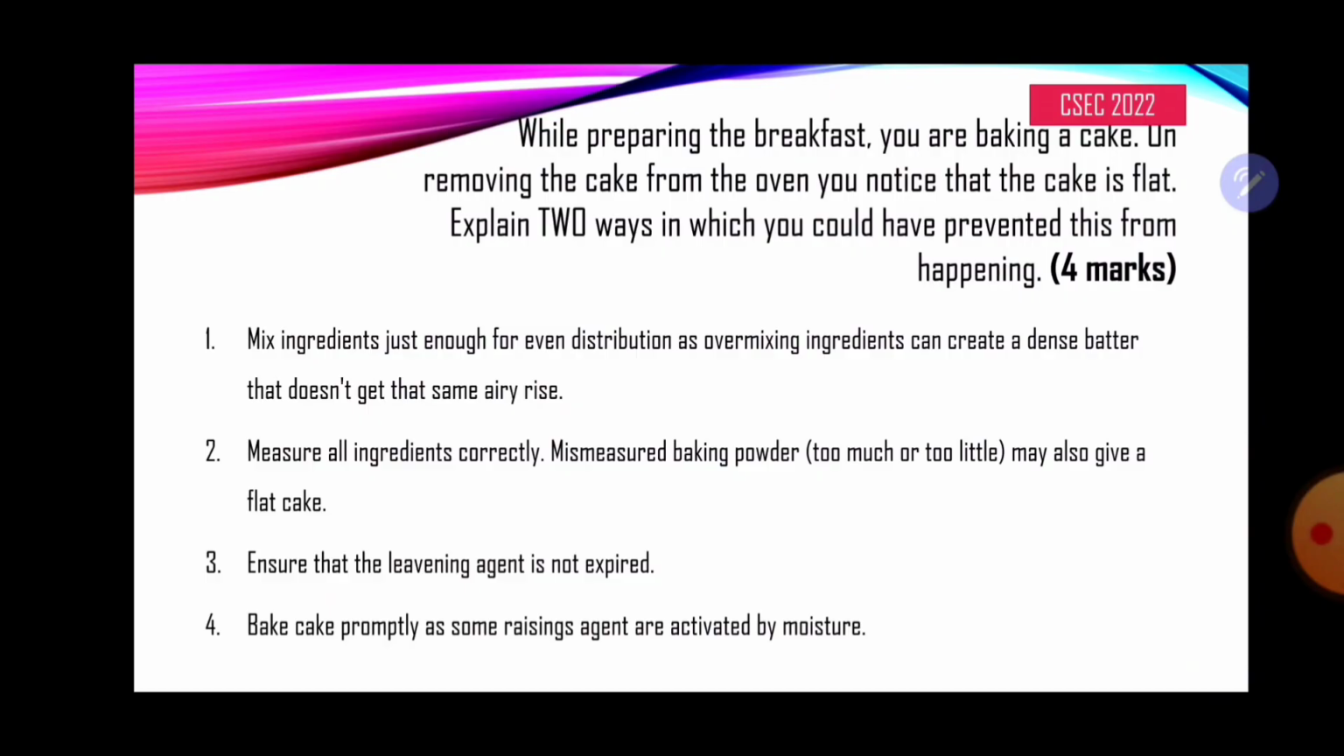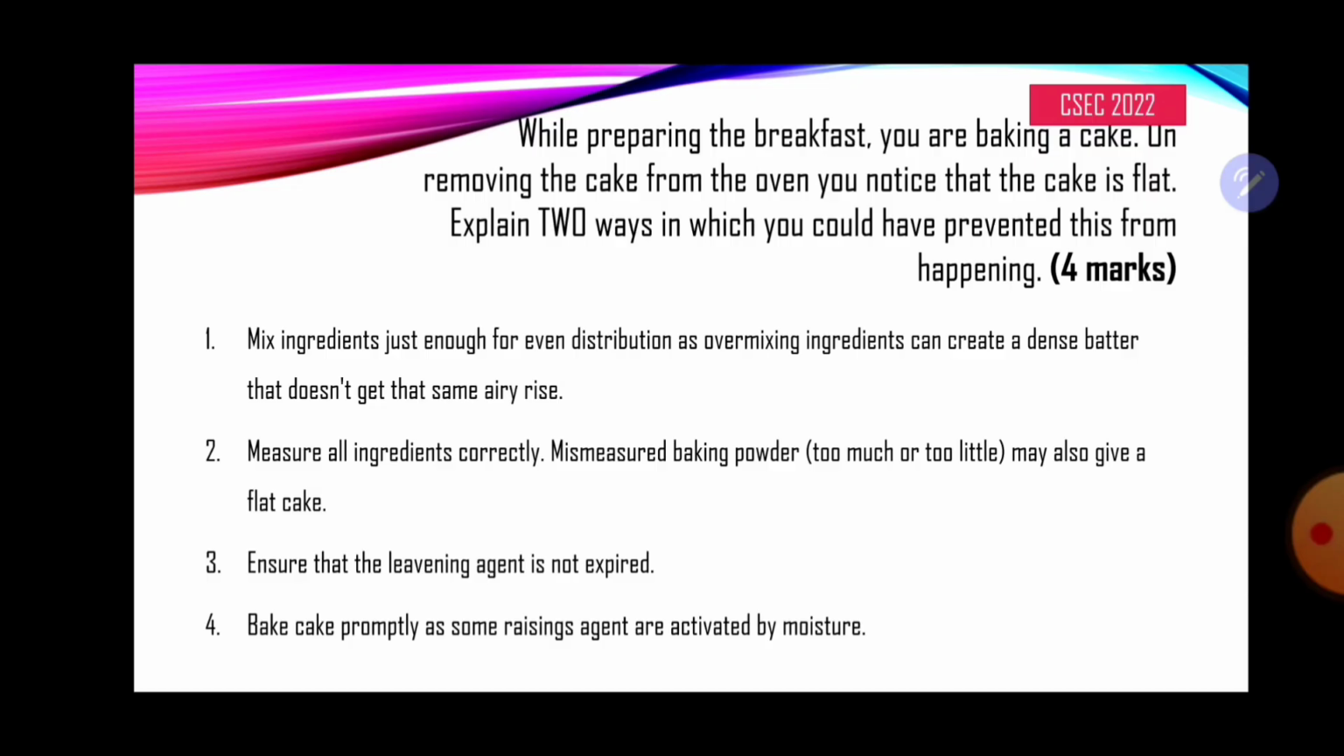Good. 2, measure all ingredients correctly. Now, mismeasured baking powder, which is too much or too little, may also give a flat cake. So we have to ensure that we're using the correct type of measuring tools and we're leveling off to get our correct amount of raising agent. In this case, we may say baking powder. Next, ensure that the leavening agent is not expired, because if it is expired, it's not as effective as before.